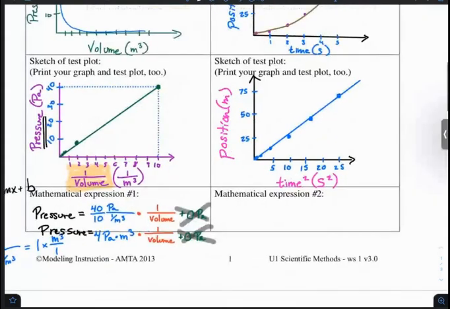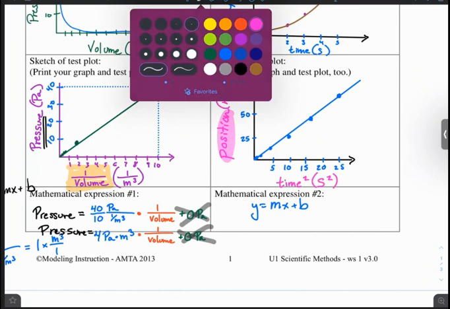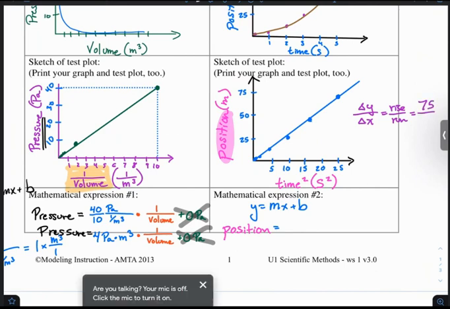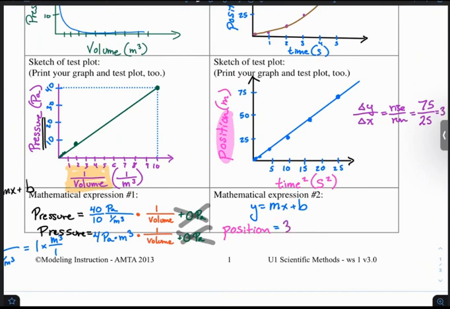So to find the equation for this, or my mathematical expression, which means equation, I need to think about y equals mx plus b. Instead of y, I'm going to put my y variable. My y variable in this case is position. So I'm going to write position. And my slope is my rise over my run. And so I need to figure out what that is. Well, it starts basically at 0 and goes up to 75. So my rise is going to be 75. My run is how far it goes over. That is 25 because it starts at 0 and goes to 25. Well, 75 divided by 25 is 3. So I can make that a 3.